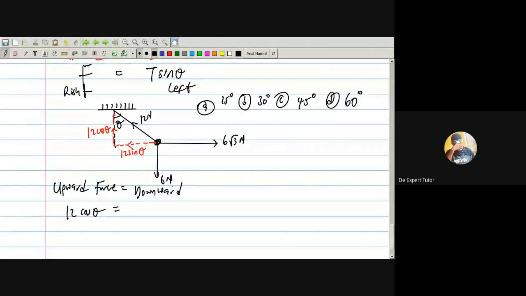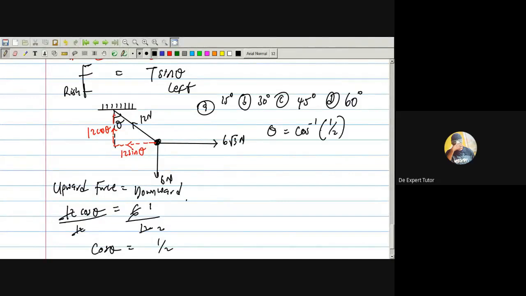12 cos theta equals, what's my downward force here? 6 Newton. 6, exactly. Then what do we do? We divide this side by 12 to find cos theta. Cancel. 6 here 1, 6 here 2. So cos theta equals 1 over 2. If I bring my cos to the other side, I will have theta equals arc cos of 1 over 2.